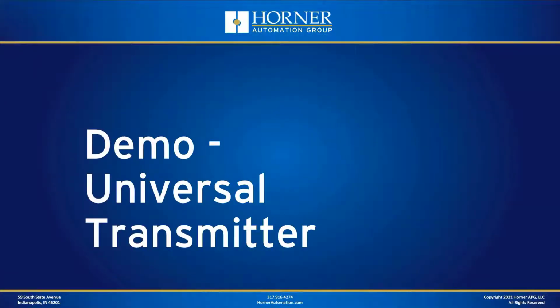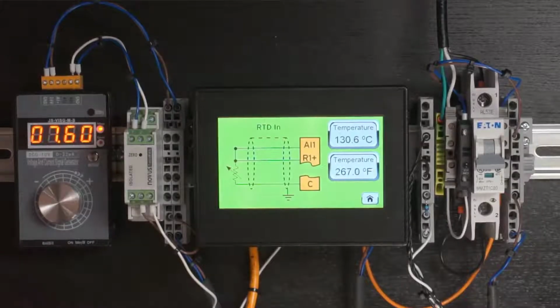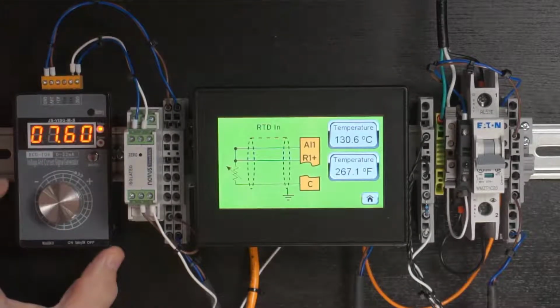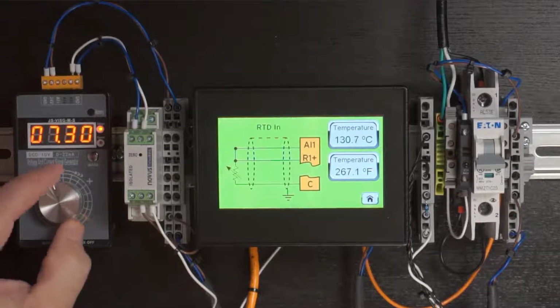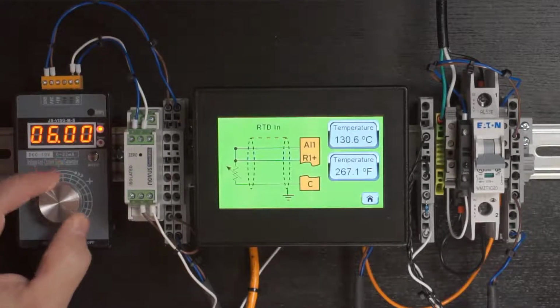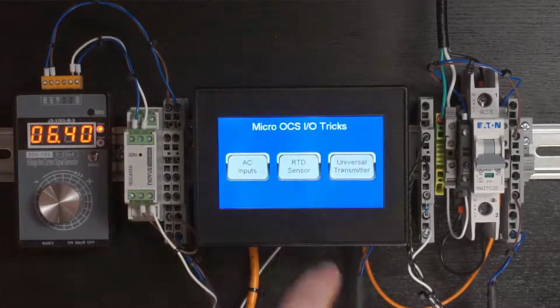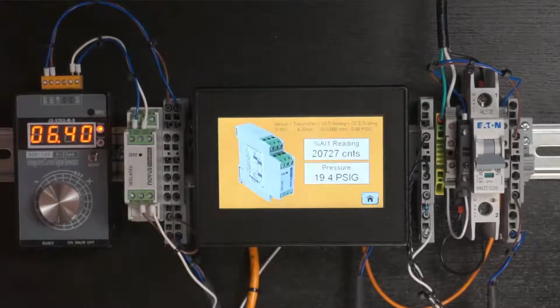Okay, let me show you that transmitter in action. What I have here is that universal transmitter. And I'm using a simulator device to simulate a 0 to 10 volt signal. Right now it's showing about 6 volts. Let me go back and show the transmitter screen here.